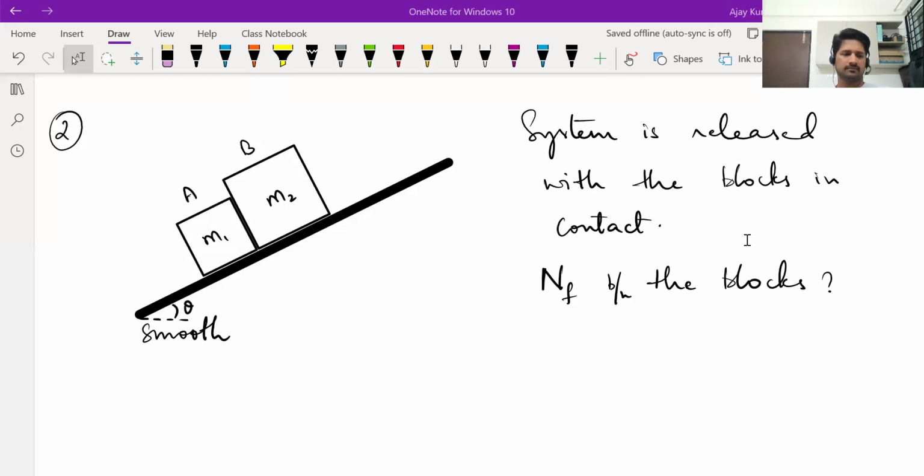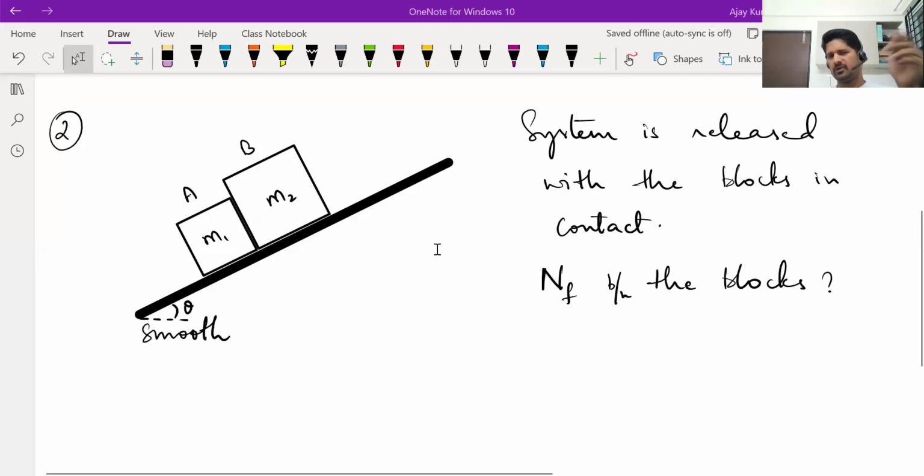Saket, any answer? I think that they will push each other. Okay. Aishwarya, what do you say? So they'll push each other, sir.